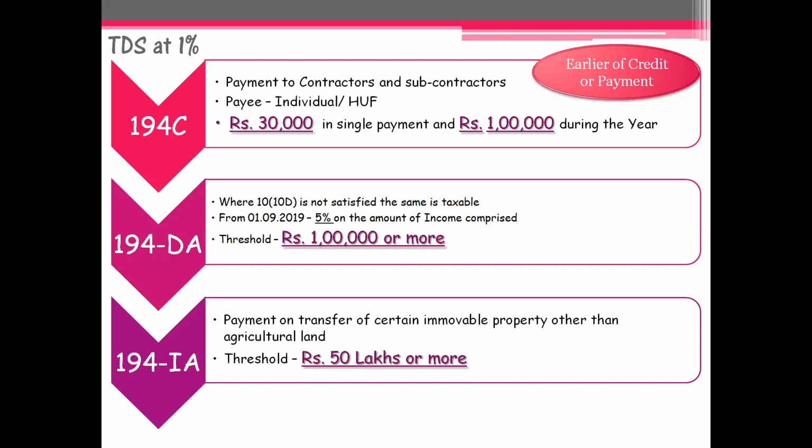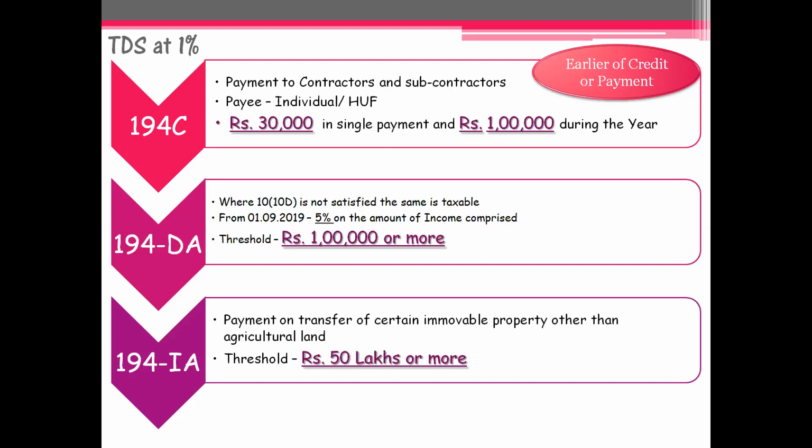So first is 194C, payment to contractors and subcontractors, only where the payee, that is at the receiver end, your contractor or subcontractor, is an individual or HUF, 1% of tax is applicable. And the threshold for this is 30,000 in a single invoice or single payment, and rupees 1 lakh during the year. So what is the time of deduction and remittance? It is earlier of credit or payment.